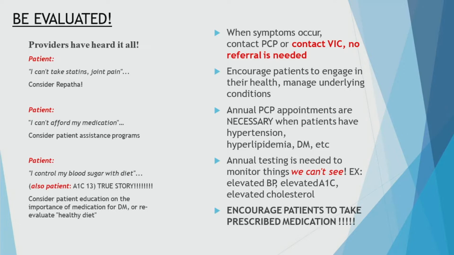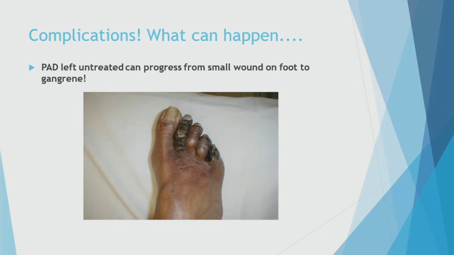Encourage patients to engage in their health, managing their own underlying conditions. Annual PCP appointments are necessary. Patients, especially if they've got risk factors, they need to be seen. Patients with hypertension, hyperlipidemia: annual testing is needed to monitor things we can't see. Patients don't always know that blood pressure is elevated or that their A1C level is elevated. So encourage these patients to engage in their health care and, once again, to take medications.